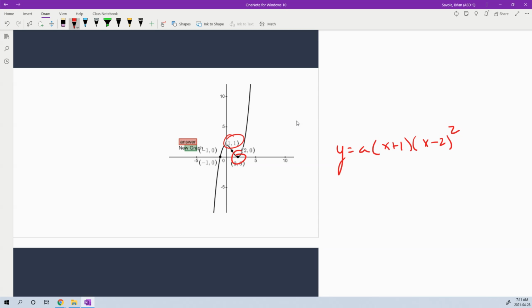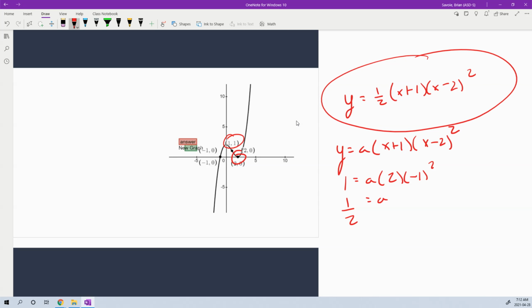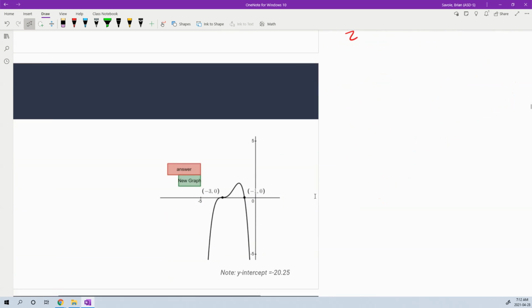Is there another point here? There is: (1, 1). So I can say 1 is equal to a times 1 plus 1, which is 2, times 1 minus 2, which is -1, squared. So a is equal to 1 over 2, because 2 times 1 is 2, divided by 2, so a is equal to 1/2. I will write this as y equals 1/2 (x plus 1)(x minus 2) squared. You would want to write that somewhere, and the answer is no, you do not have to expand into standard form. That's fine right there. We're focusing on getting the function from the graph.